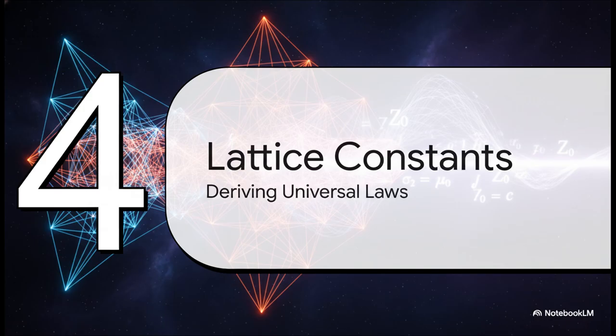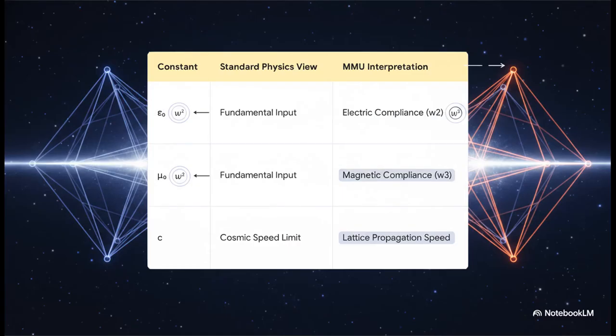Okay, so if light just emerges from this lattice, what about all those famous constants of nature that go along with it, like the speed of light itself? Well, this is where the MMU offers maybe its most profound reinterpretation. You see, in standard physics, fundamental constants like the vacuum permittivity, epsilon naught, and permeability, mu naught, are just inputs. They're numbers we measure and then plug into our equations. But in the MMU, they are derived properties.